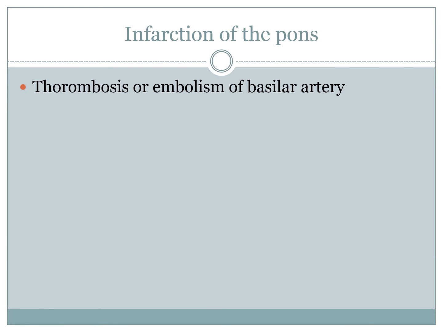Then the infarction of the pons. Thrombosis or embolism of the basilar artery may occur, and it will also involve corticospinal fibers and corticopontocerebellar fibers, and the symptoms will depend on which part of the pons is involved. Is it the central part or the peripheral part?